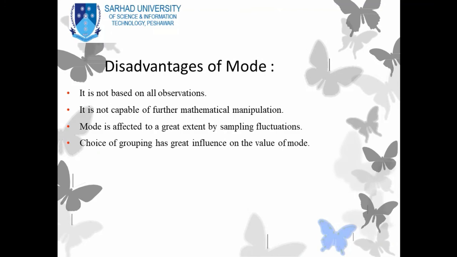And there are some disadvantages of mode. It is not based on all observations. It is not capable of further mathematical manipulations. Mode is affected to a great extent by sampling fluctuations. Choice of group has great influence on the value of mode.